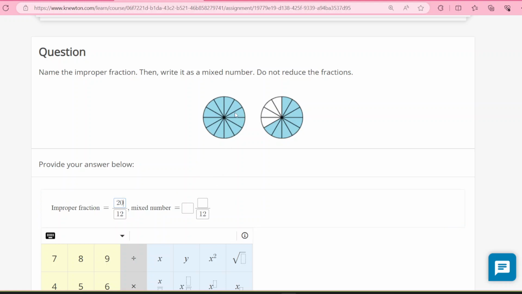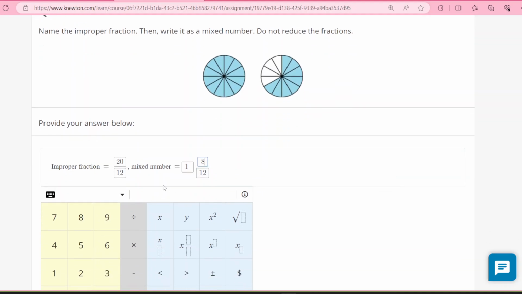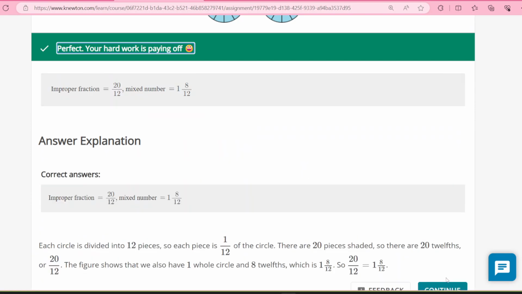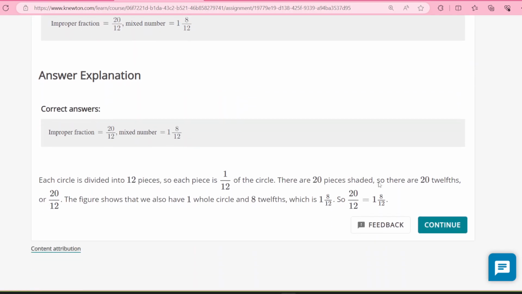Now, as a mixed number, there's 12 out of 12, that's one whole unit filled in. So one whole, and then this one where there's only a part of the whole filled in, it's 8 twelfths, right? 8 of those 12s are filled in, 1 and 8 twelfths. So both of these are represented by this picture. Wonderful.